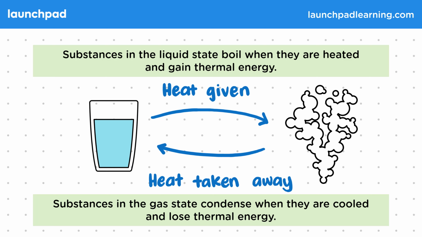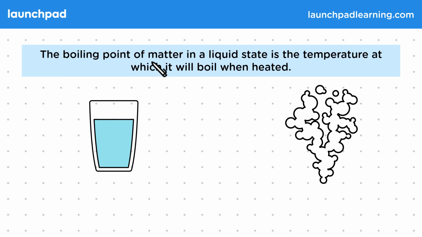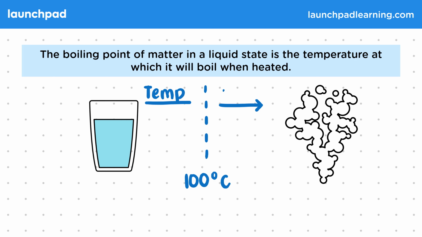So what's the link between these processes and temperature? Well, the boiling point of matter in a liquid state is the temperature at which it will boil when heated. So the boiling point of water is 100 degrees Celsius, and this is actually used to help define the Celsius scale. Raising the temperature of water from below to above 100 allows it to boil.